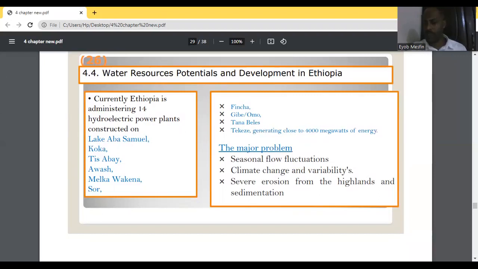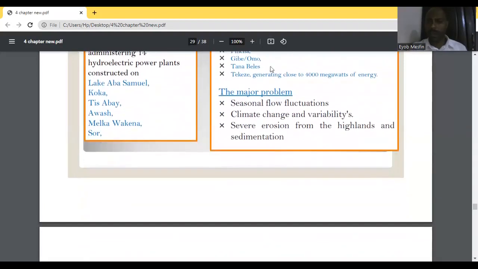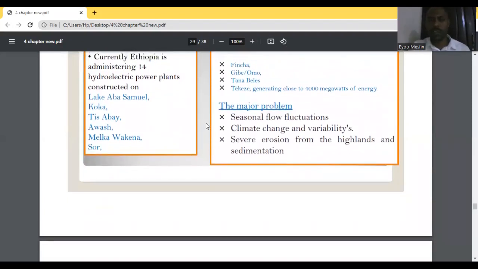These are some of the hydroelectric powers that we are currently utilizing to generate hydroelectric power. So we have good potential, but we are still able to generate only 4,500 megawatts, while we do have 45,000 megawatts of potential. This is the major problem of the Ethiopian man-made lakes, the hydroelectric power lakes.